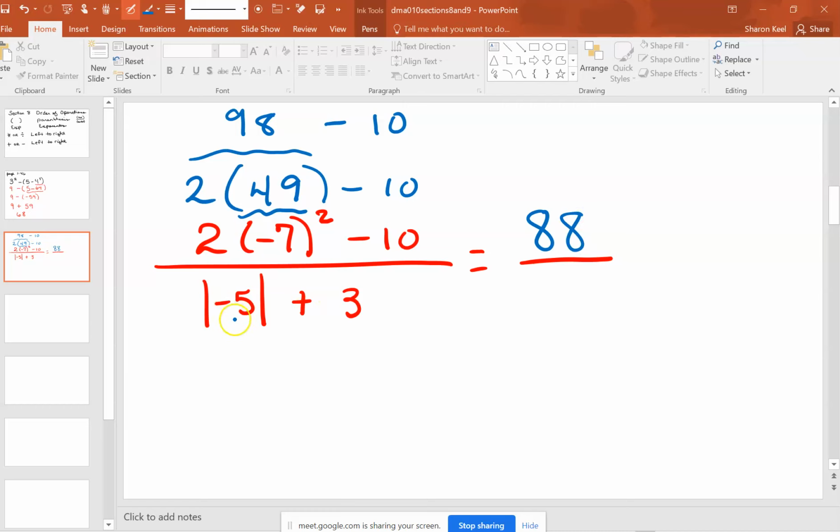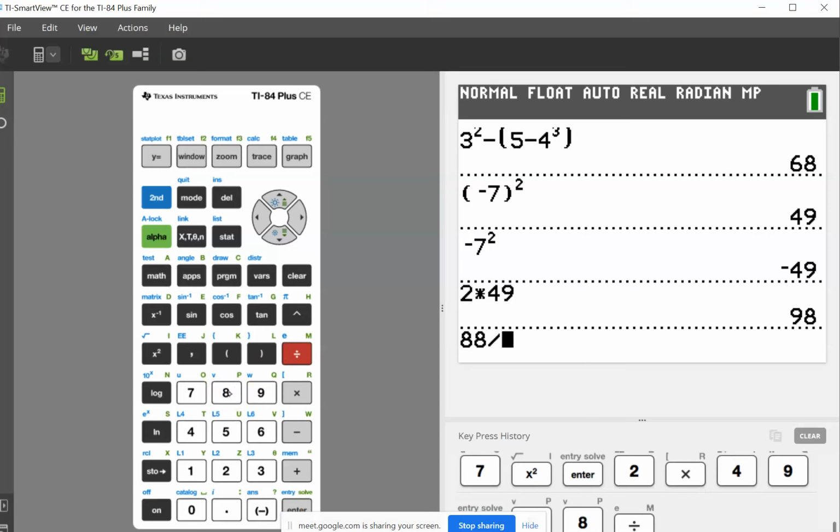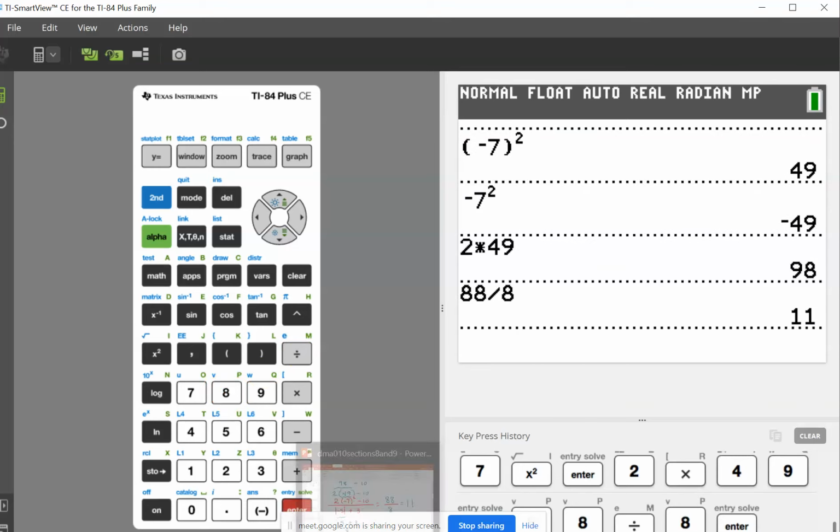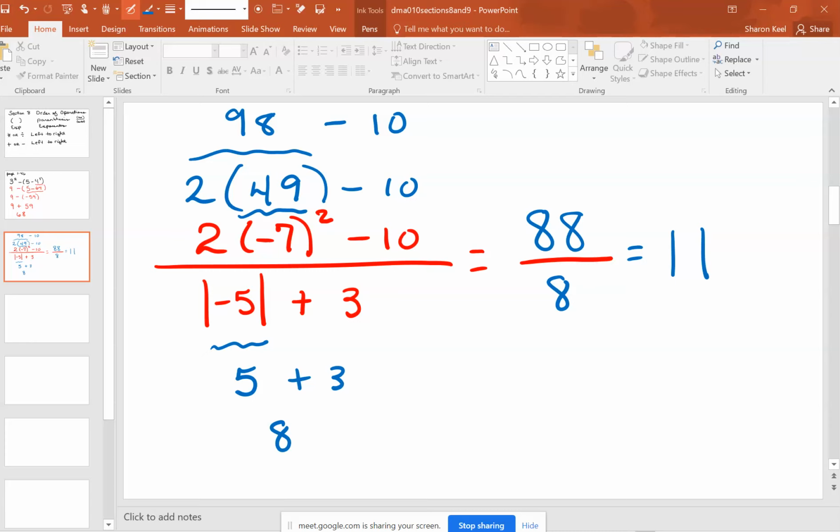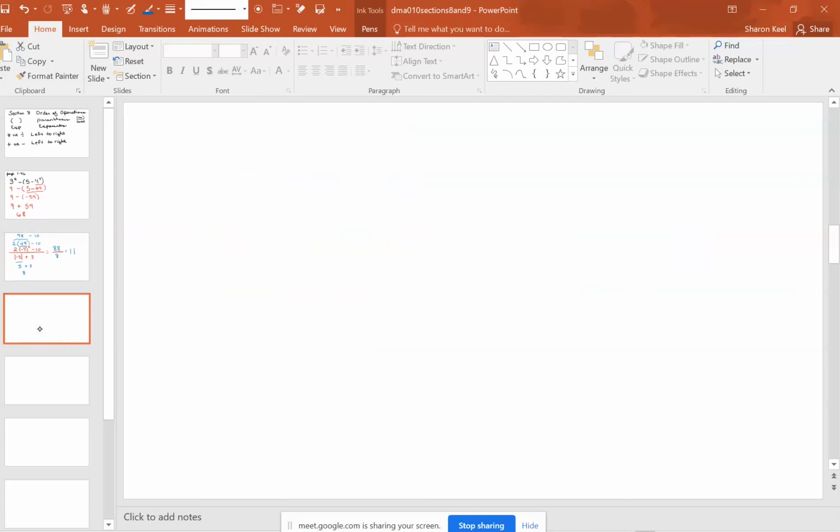In the denominator, the absolute value of negative 5. Absolute value is the distance that a number is from 0. It would be 5 places. The answer is always positive. Now we have 5 plus 3, that gives us 8. We have 88 divided by 8. And when you calculate that, 88 divided by 8, that gives you 11. So be careful in case you have something where there is an absolute value symbol that might be blended in there for you. Okay, let's look at another one.